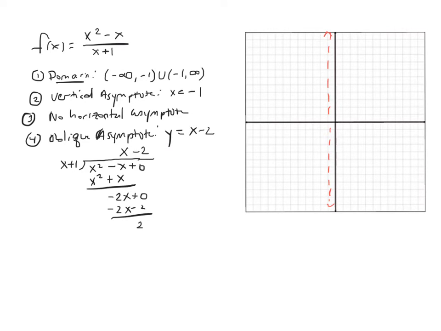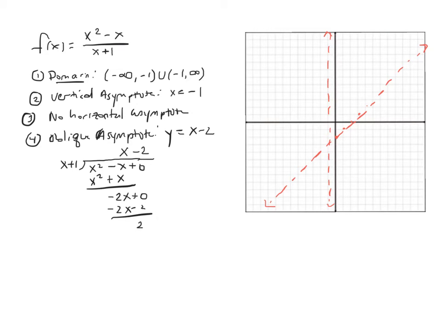So when we sketch that, we know that our y-intercept is at -2, and we've got a slope of 1. So up 1 over 1. So our oblique asymptote looks like that.